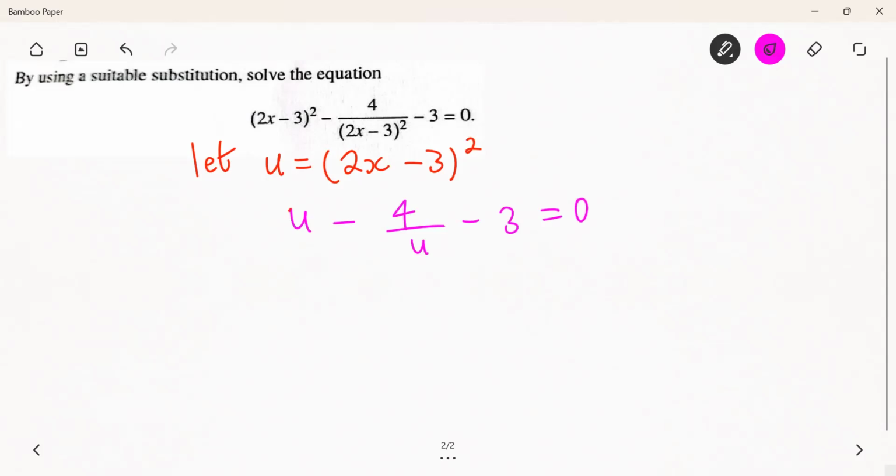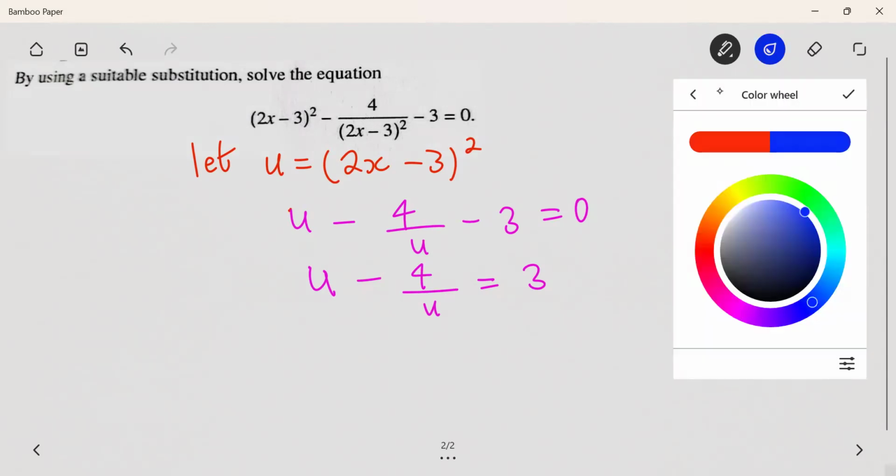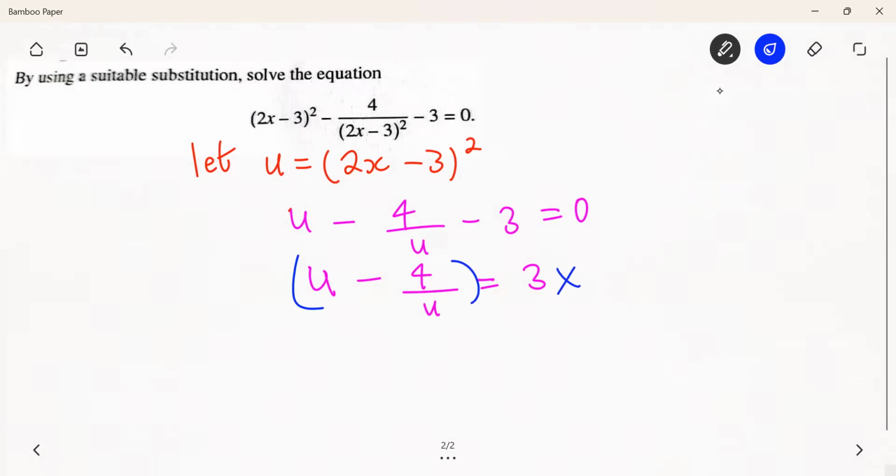Now I can solve this equation. To solve it, you could add 3 to both sides, or take this negative 3 to the other side. Then you want to get rid of this u in the denominator, so you're going to multiply by u on both sides. Why would I do that? Because if I multiply by u, it's going to cancel the u in the denominator, but you're actually multiplying by u on both sides.